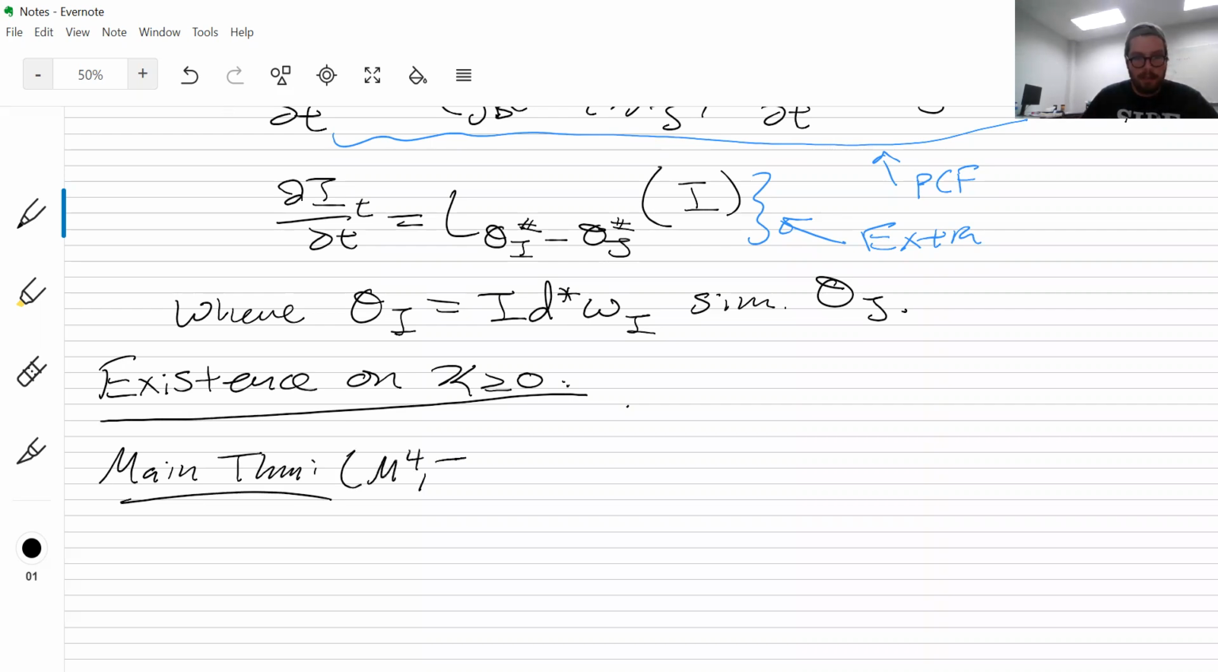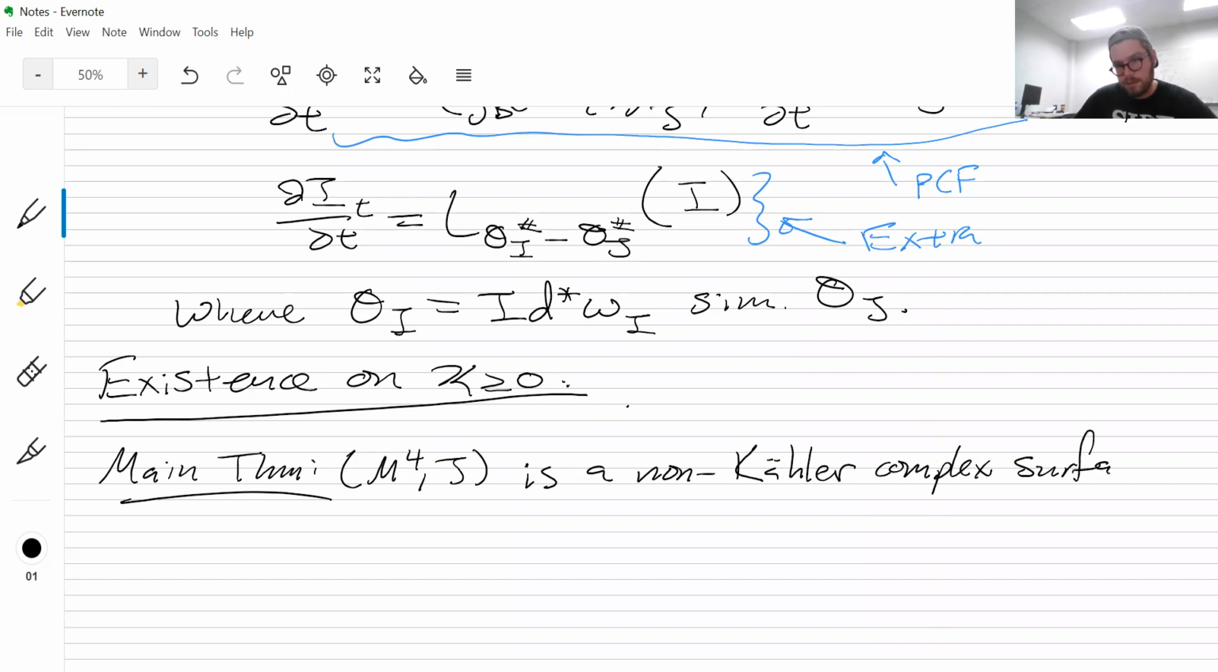So if (M^4, J) is a non-Kähler surface, non-Kähler complex surface, I think I should say compact complex surface of non-negative Kodaira dimension.